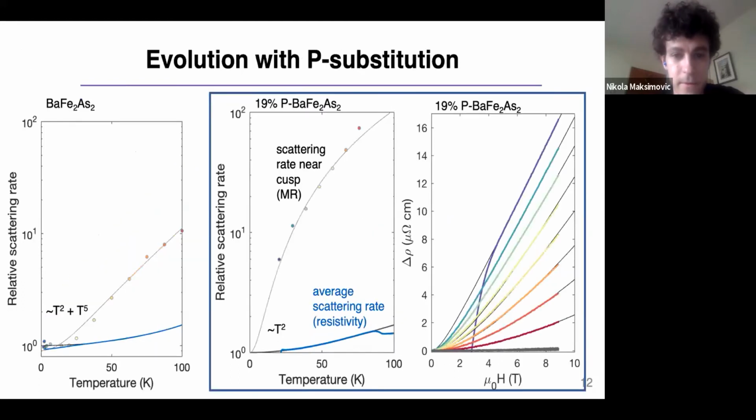So let me move on to the phosphorus substituted. Right, you make a good point. These plots are meant to be qualitative illustrations, and at least at reasonably low temperature, we can believe that the magnetoresistance is primarily controlled by the scattering rate. And then as we phosphorus dope the system, this kind of anisotropy becomes more and more pronounced. In 19% phosphorus substituted barium-122, we see a very similar type of linear behavior in the magnetoresistance at high fields.